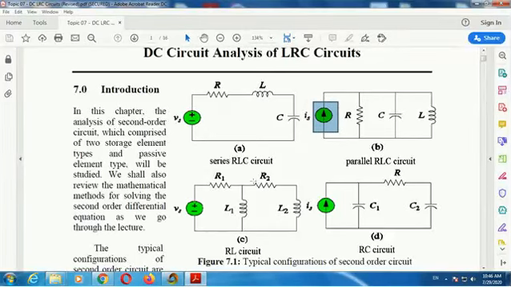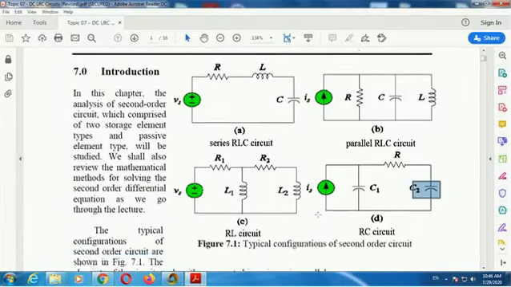Next, for this case, if we consider two inductor elements only, it is also called second order. This is an RL circuit, but it is a second order RL circuit. Then this one has two capacitors only. This is called an RC circuit, but it is second order.